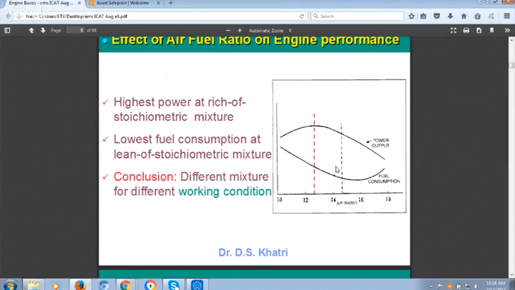Different mixture strengths are required under different operating conditions. When I am calibrating the car, I know when I need power, for example when I am accelerating. When I am going at a steady speed, I can use the leaner mixture. This is what calibration means. The idea is that different air fuel ratios are required under different operating conditions. Do you agree with me? Yes, sir. Okay, so please remember this.